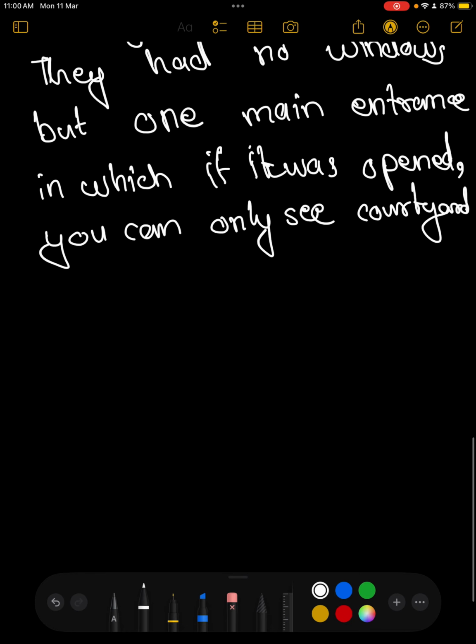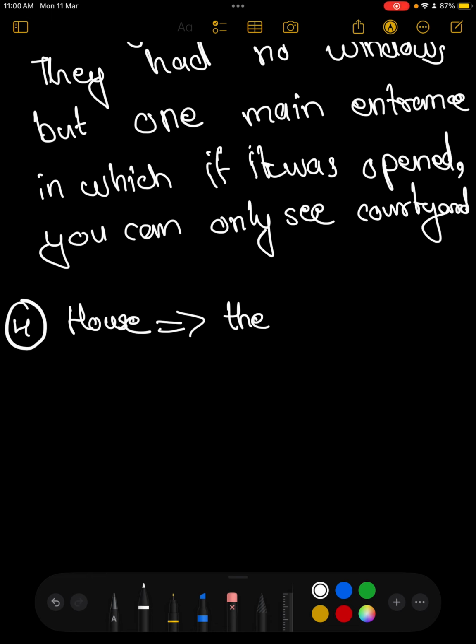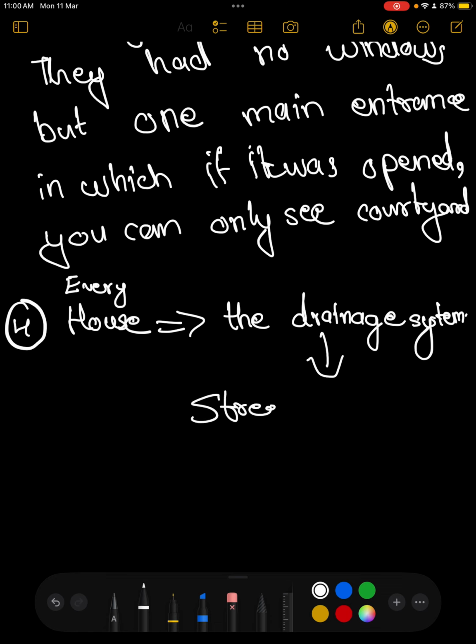Now about their houses, this is very interesting. Every house was connected to the drainage system. Every house was connected to the drainage system, and the most important part is that this drainage system was connected to the street drains.